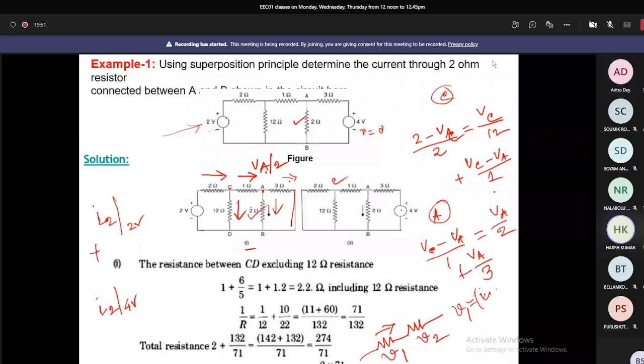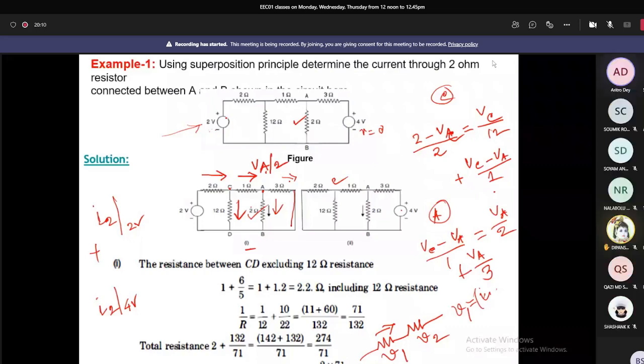Just one doubt in the previous question. We eliminated one voltage source and found the current with the help of the 2 volt voltage source, and then we do the second. So sir, then we'll do the algebraic sum of the currents that we found in 1 and 2, and finally that will be the final answer.